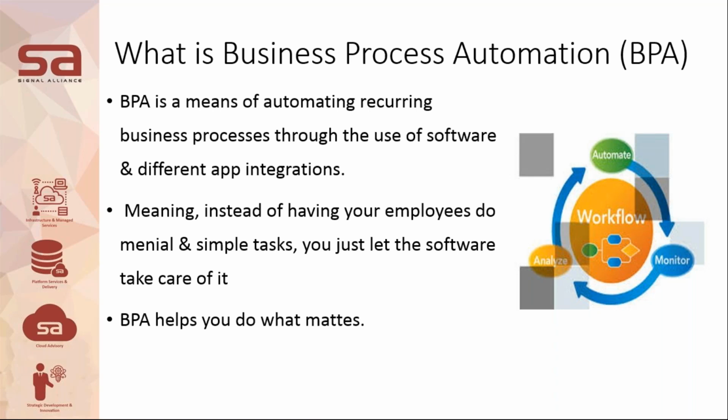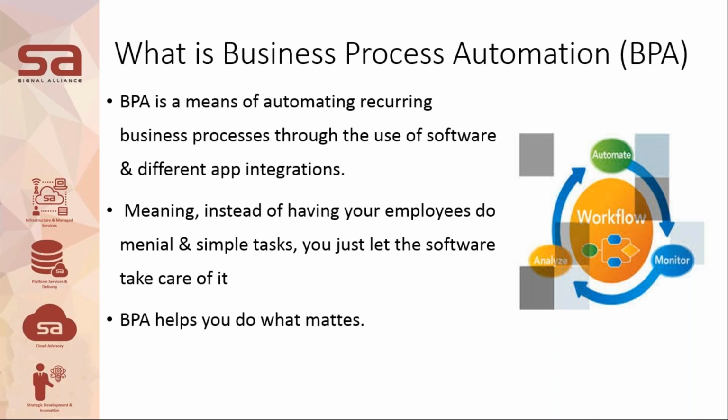But business process automation is a means of automating your current business processes through the use of software and different application integrations. So there are different repetitive tasks, the things that we keep on doing. There is no intelligence in doing those things, but we keep on doing them. Business process automation takes these whole things, using software and different application integration, and automates them. So meaning, instead of having your employees do menial and simple tasks, you just let the software take care of it. BPA helps you do what matters.